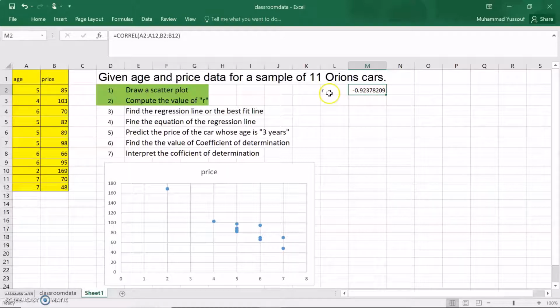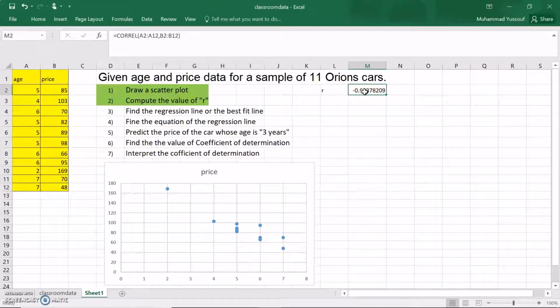I told you in my previous video, if the value of R is close to -1 or +1, it means there exists a strong relationship. And as the value of R is negative, it means there exists a negative relationship. Negative, strong, but negative relationship, right? What does this mean? Look at this value of R. It is very close to -1. It's minus 0.923. It's very close to -1.